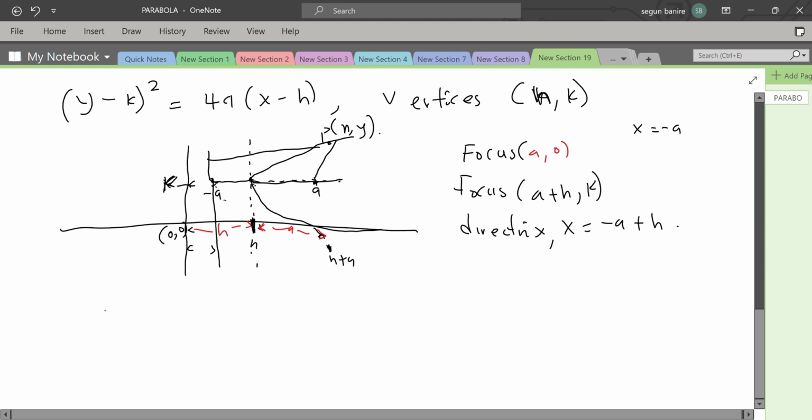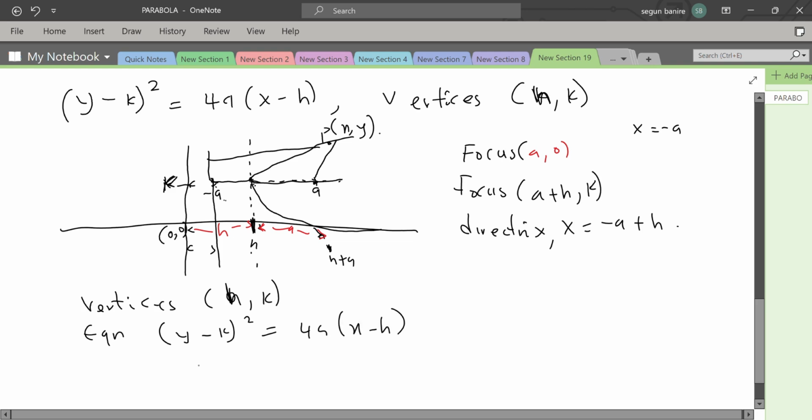Okay. So what is the most important thing now? In summary, if your vertex is not at the origin, your equation will be given as y minus k squared equals 4a into x minus h, while your focus will be at a plus h comma k, while your directrix will be at what? At x equals minus a plus h.